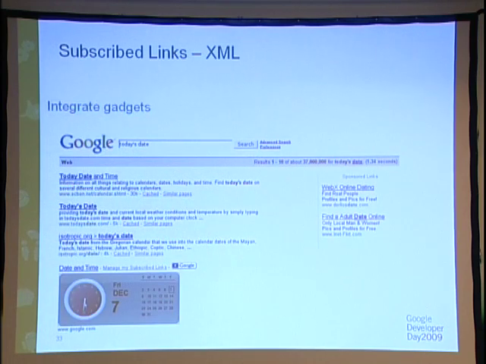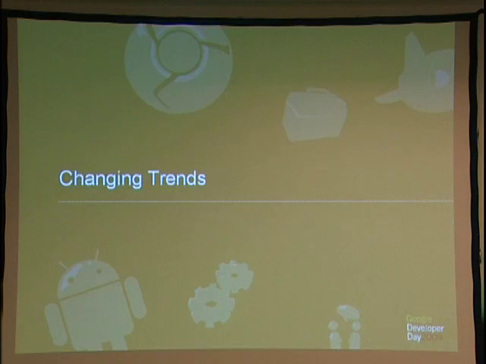You can also, if you've used iGoogle, you'll know about gadgets. You can insert gadgets directly into the search results too, and you can pass parameters to those gadgets to allow you to do some pretty cool stuff. We're going to talk a bit more about gadgets in a minute, so I'm not going to go into too much detail, but when we talk about iGoogle, remember, it works for subscribed links too.